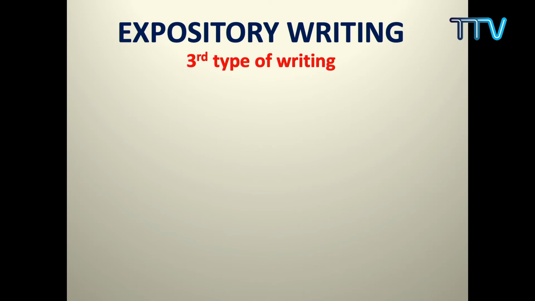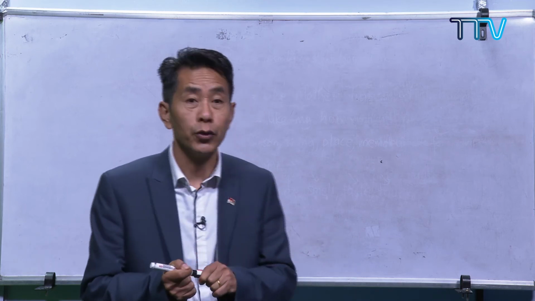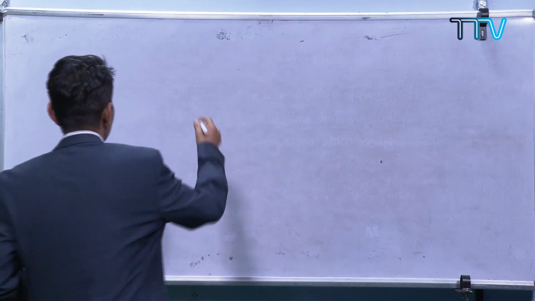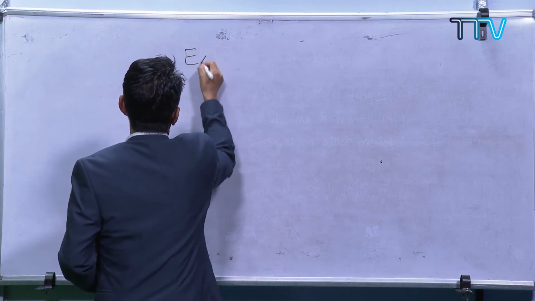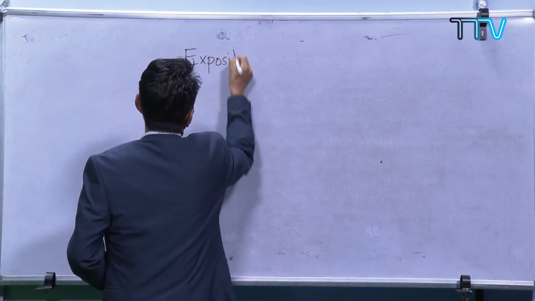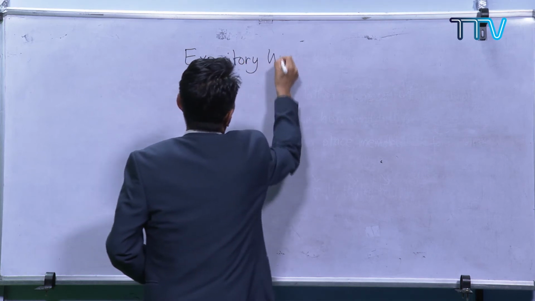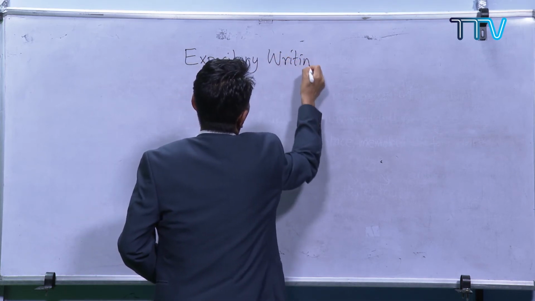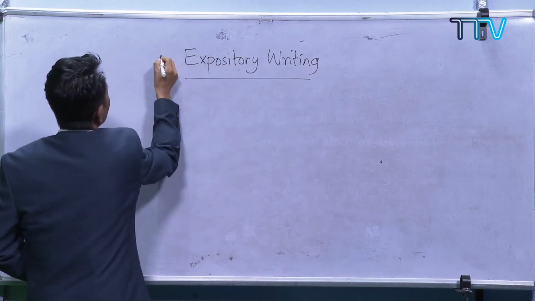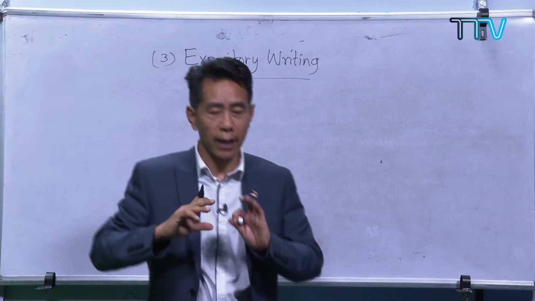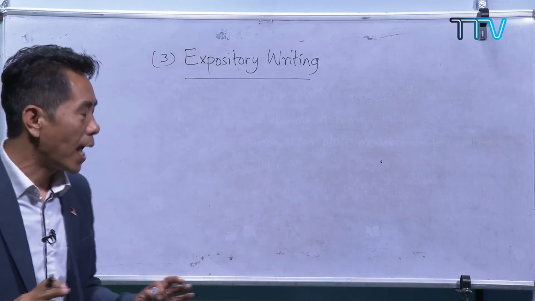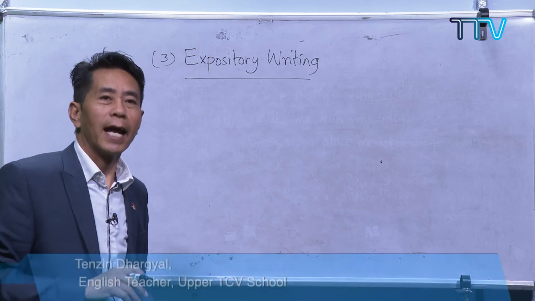Now, we are going to start the third type of writing. So here I'm going to take some break from the slides. I want you to look here. Now we are here to do the third session, I mean the third type of writing. The third type of writing is called expository writing. We have done with narrative writing, descriptive writing, and now the third type of writing is expository.